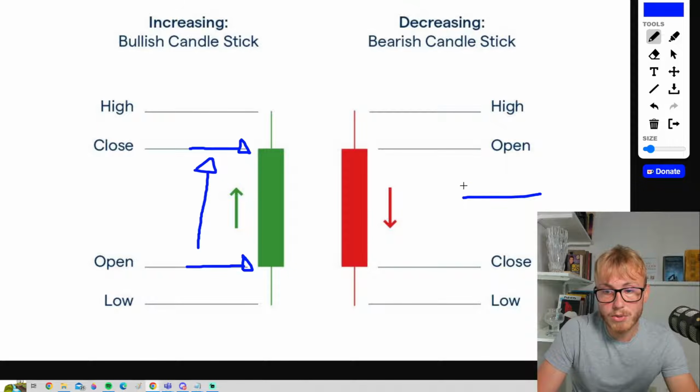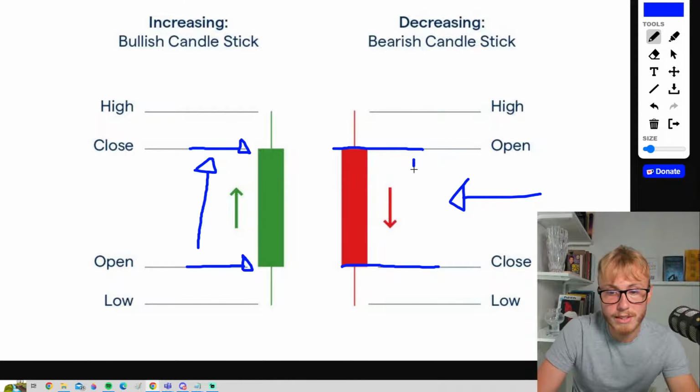The opposite is true for the red candlestick. Here, the day opened all the way up here and the price closed all the way down here. The red color represents that during the day, or during the session, the price went down.